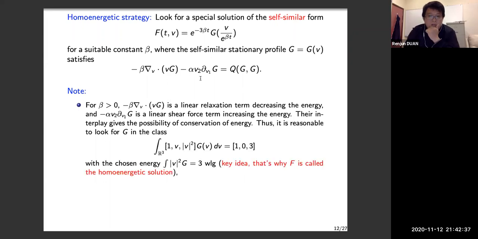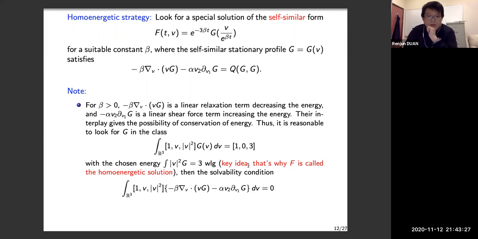Indeed, it's very reasonable to look for G in the following function class. This G has unit mass, zero momentum, and a positive finite energy. For instance, without loss of generality, let us assume the energy is exactly three. So let's fix these constants and regard these identities as restrictions for solving the unknown function G satisfying this equation. This is the basic idea why we call this capital F a homoenergetic solution.